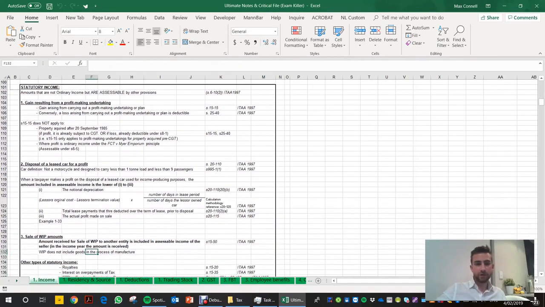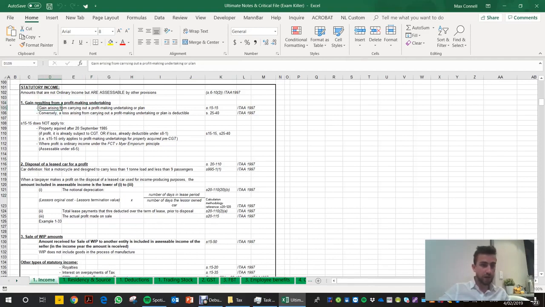So if it doesn't fall under ordinary income, it comes under statutory income, which is section 6-10 of the Income Tax Act 1997. There's a few I mentioned before that are very specific. So if it doesn't fall under ordinary income, and it doesn't fall under very specific instances of statutory income, then it's ordinary income. So the first one that's specified under section 15-15 is the gain resulting from a profit-making undertaking.